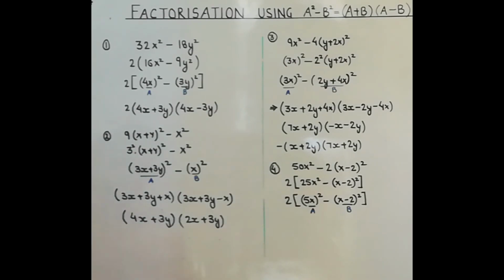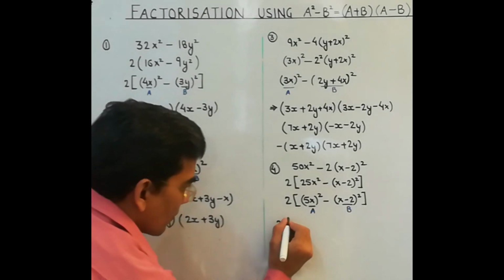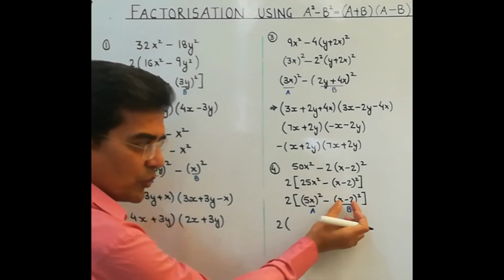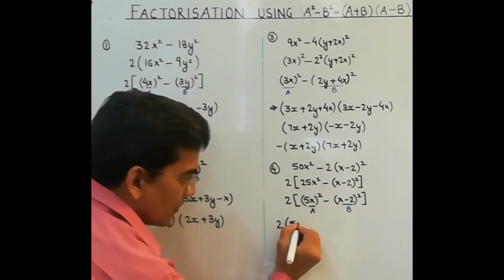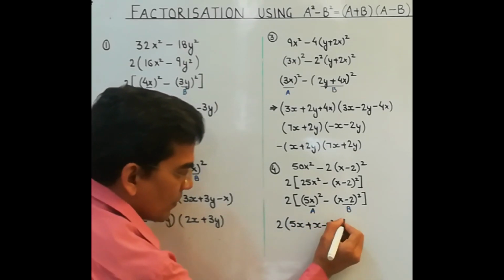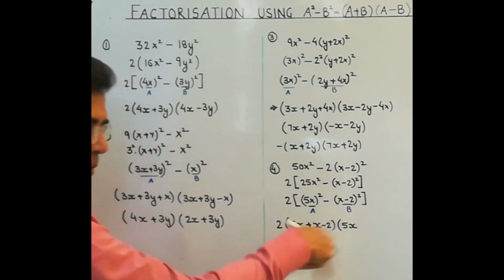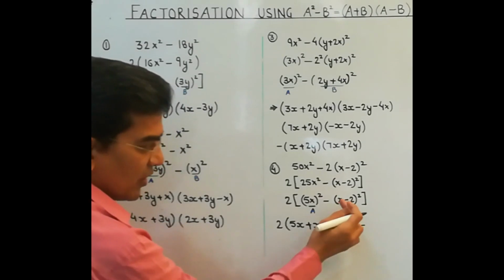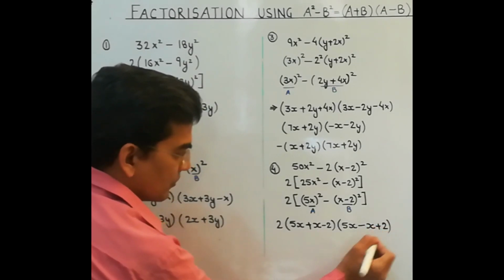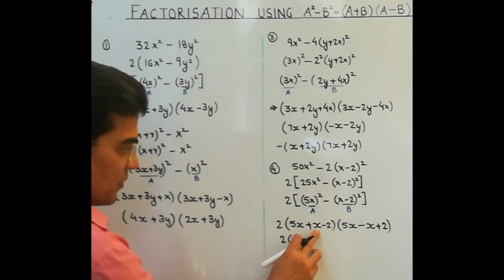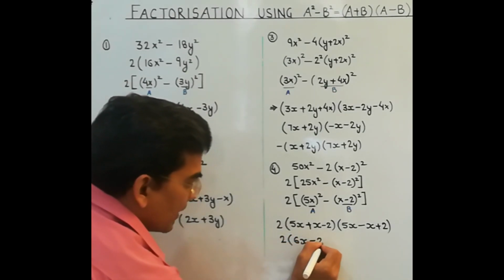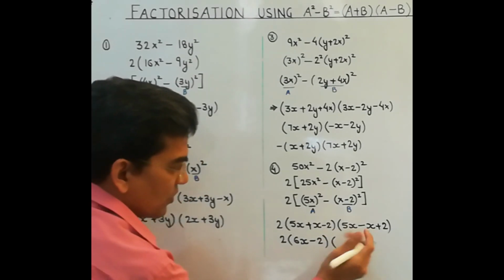So the formula is, in the first bracket you will be taking A plus B. Now when you take plus B, you don't have to change the sign. A plus and then B. The next bracket you have to take A minus B. Now whenever you take minus of B, you have to change the sign. This becomes minus x, this becomes plus 2. Now in the first bracket, these two are like terms, so this will become 6x minus 2.